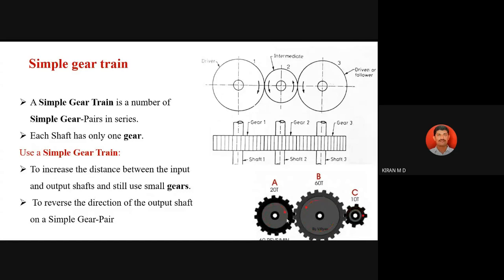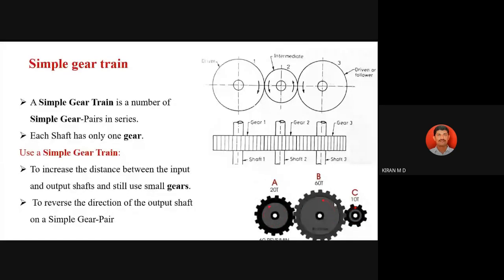If it is meshed with A, you can see here that B is rotating counterclockwise. Similarly, C will also rotate counterclockwise. And if you eliminate B, or if there is more space between the driver and driven shafts, in that condition we can introduce one more intermediate gear.